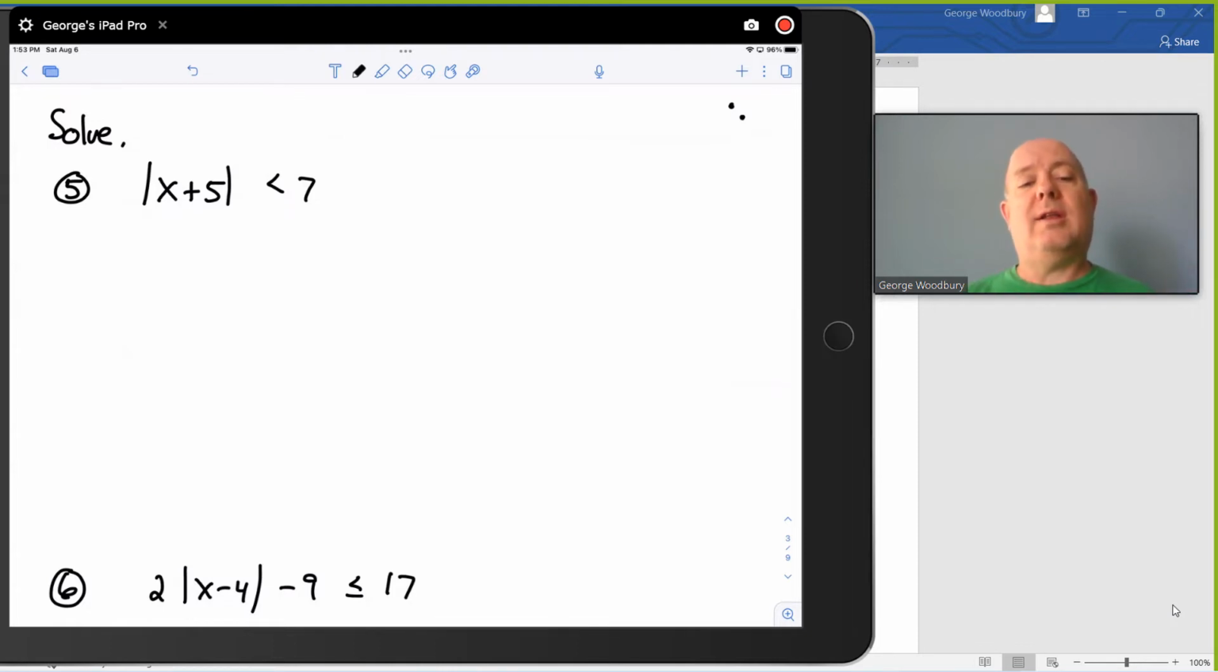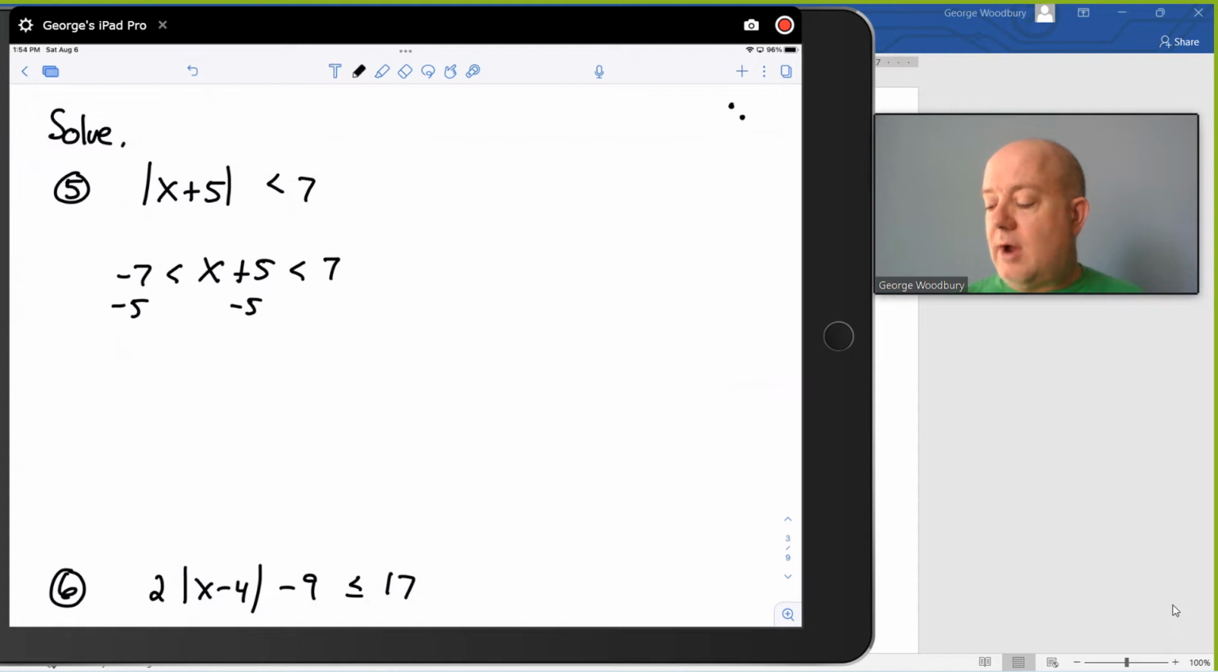So what we need to do here is trap that expression, x plus 5, between 7 and its opposite, -7. So we're looking for values of x plus 5 that are greater than -7, but at the same time smaller than +7. To solve this inequality, we've worked on this before. Subtract 5 to isolate x in the middle branch. We're left with -12 is less than x is less than 2.